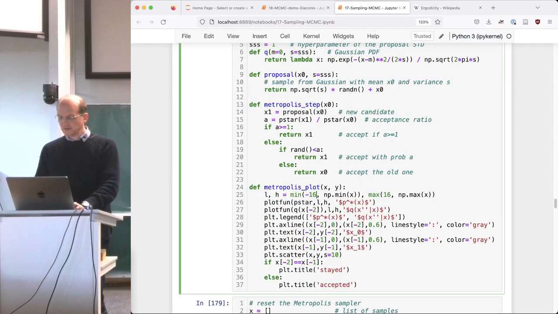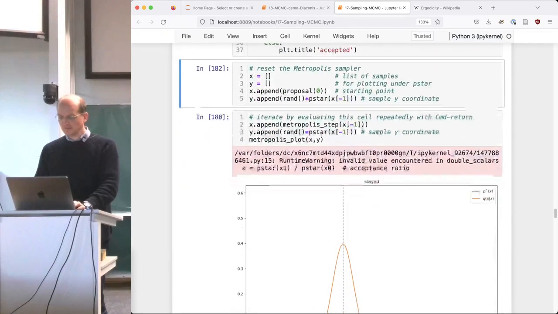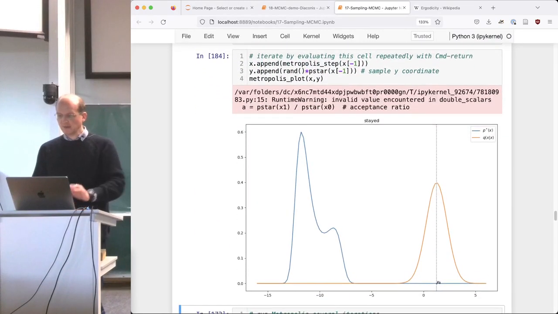Maybe I need here the 16. Maybe that's the right one. Okay, let's give it another try. Sorry about that. Okay, here we go.